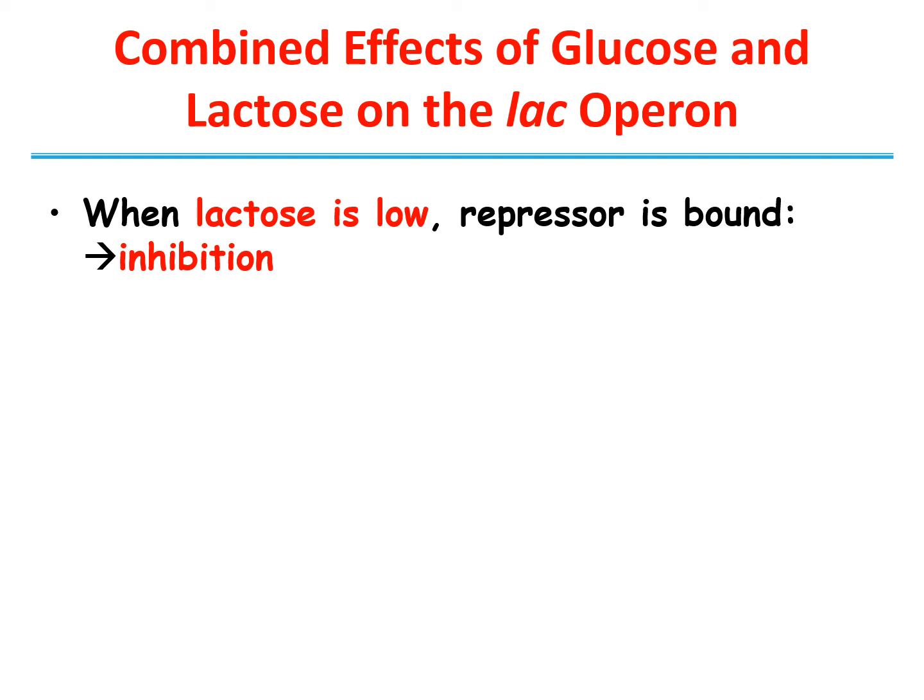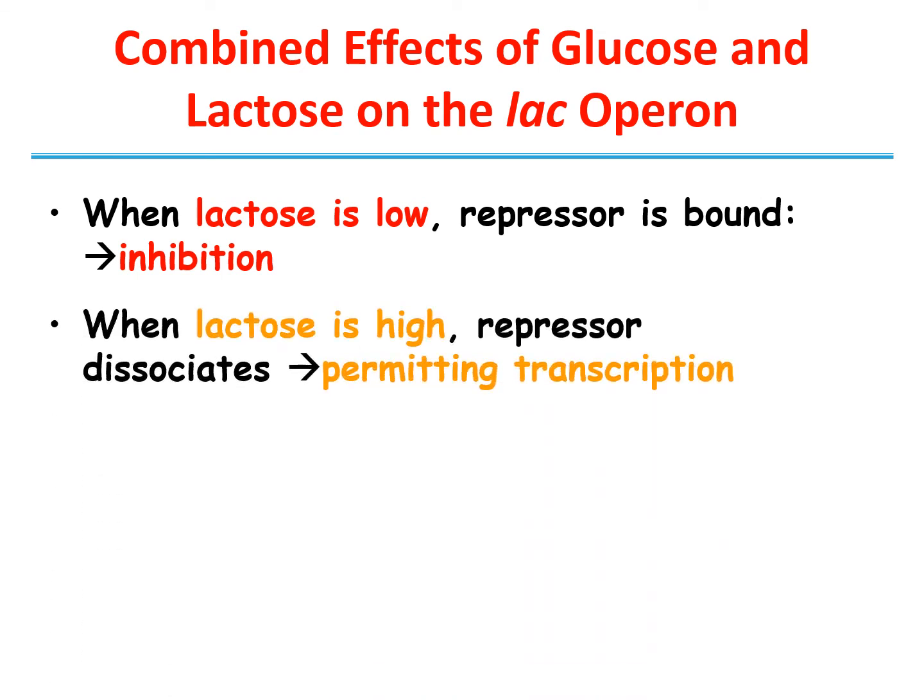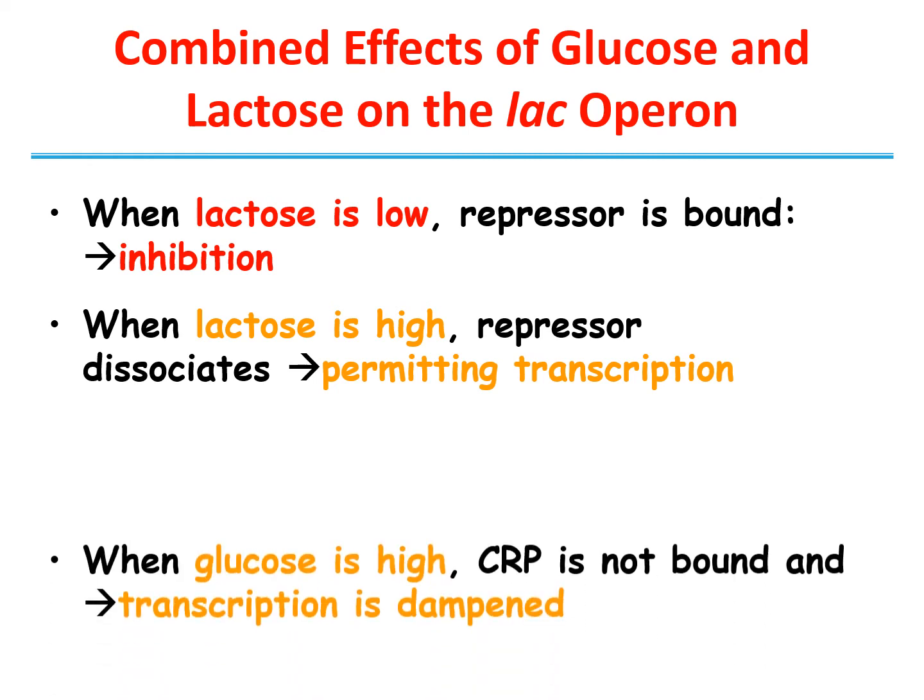So what is the conclusion of all this? The combined effect of glucose and lactose on the lac operon means what? When lactose is low, the repressor is bound. This means it is inhibited. When the lactose is high, the repressor dissociates. It permits the transcription of the lac operon.